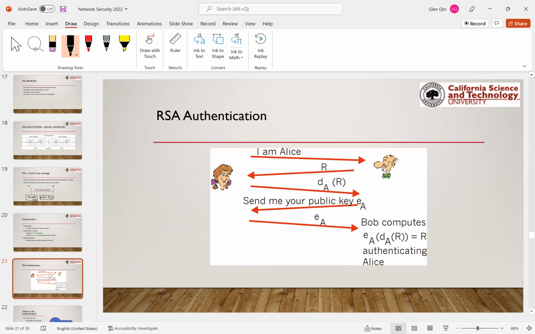This is Alice. This is Bob. Alice says, I'm Alice. Will Bob believe that? Probably not. So Bob sends a message R. Alice will encrypt that message with her private key and send it to Bob. Then Bob says, send me your public key, because a public key can be sent anywhere you want. Okay, you send this public key.